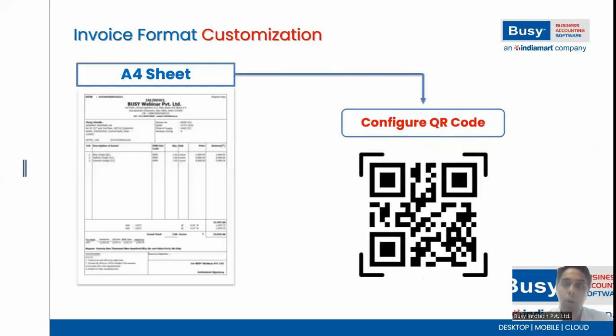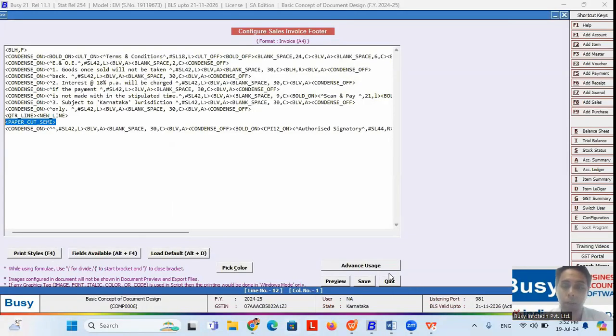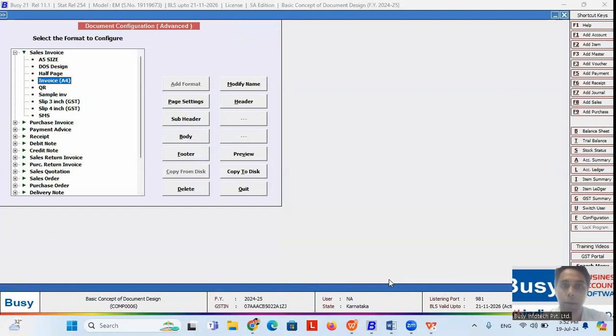Next is the QR code. That means if you need to set your QR code, that may include your payment gateway or your other information, like if you need to scan, that can include the party name, that can include the invoice number, the e-way bill number. So you can use QR code.